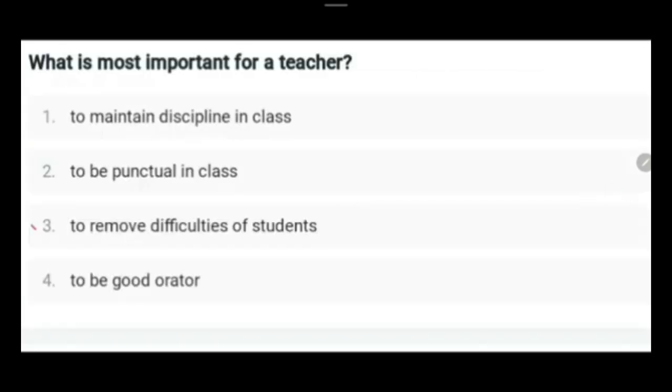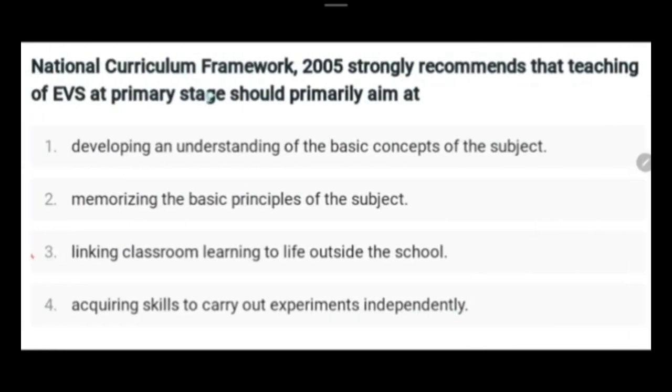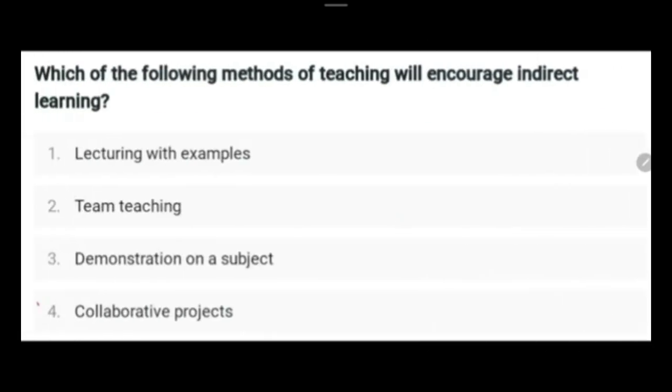What is most important for a teacher to remove difficulties of students? National Curriculum Framework 2005 strongly recommends that teaching of EVS at the primary stage should primarily aim at linking classroom learning to life outside the school. Option 3 is correct.